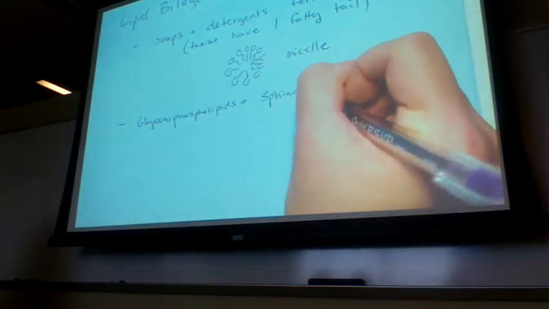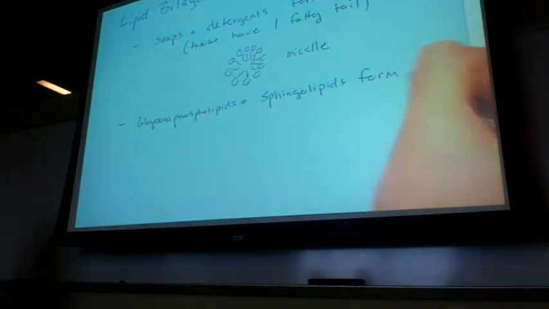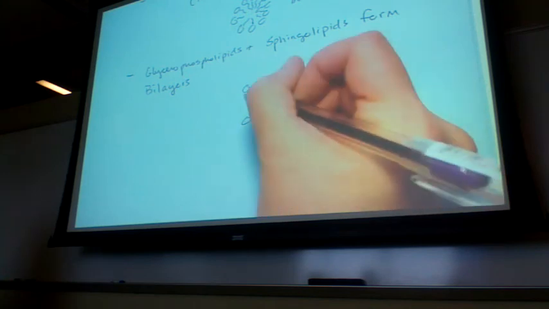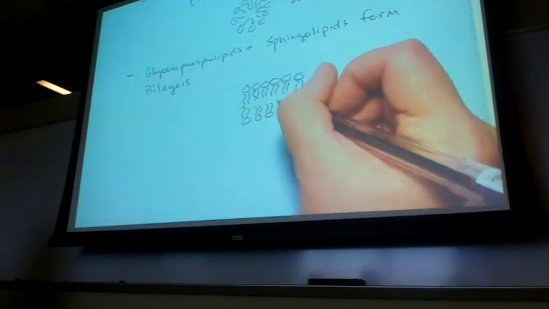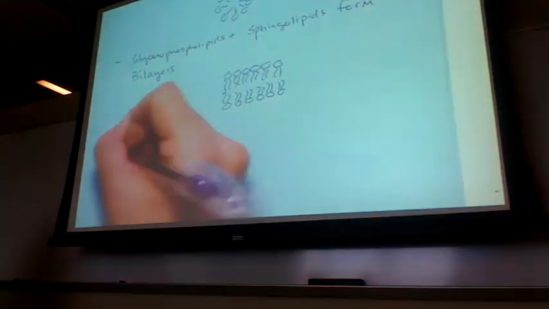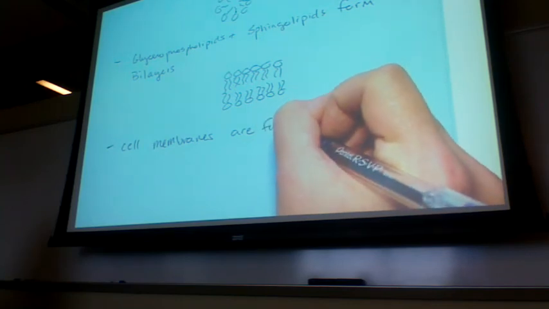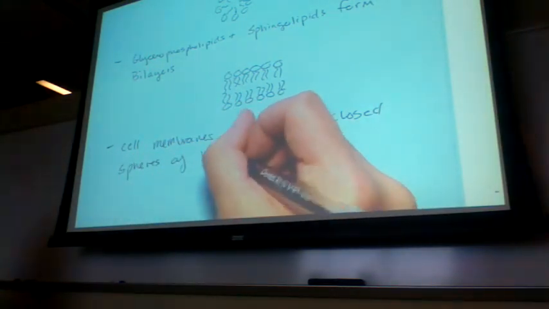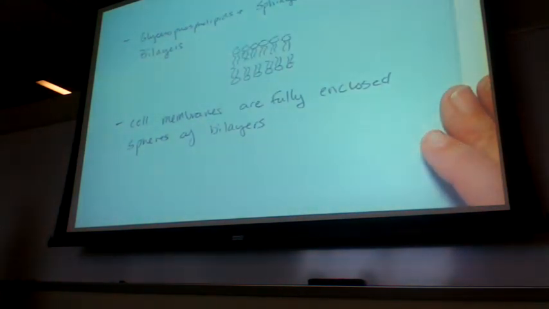Glycerophospholipids and sphingolipids form bilayers. Heads are pointed out, all the tails are pointing in. So membranes are kind of fully enclosed spheres of bilayers. So your cell membrane is a lipid bilayer.